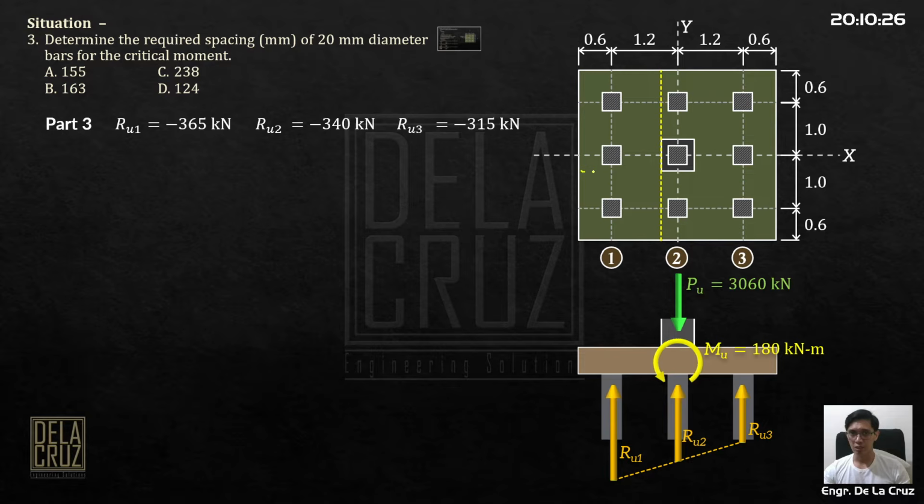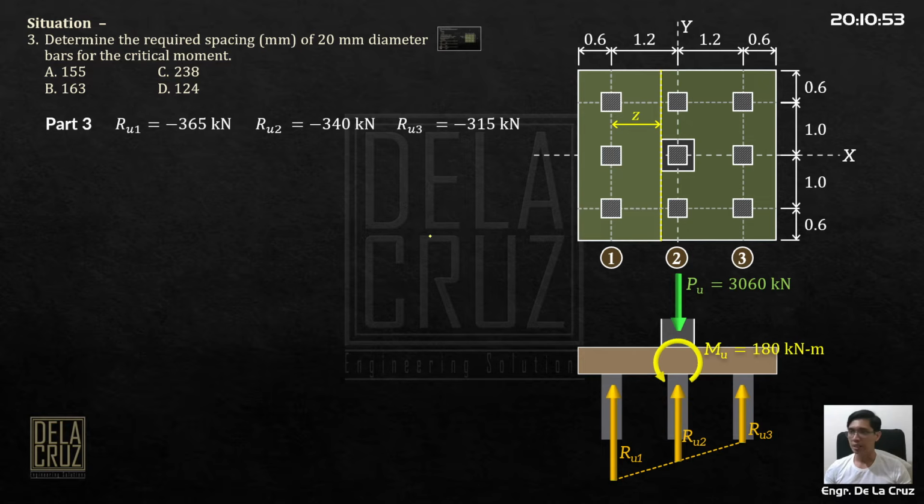Pwede rin kasi dito on the other side. But as you can see, RU1, RU2, and RU3 yung mga reactions dito. Of course, mas liliit yung ating moment. Ito yung critical reaction. Critical section. So, moment arm Z. Each of this pile has a reaction of RU1. Multiply natin ng moment arm Z. That's the critical moment at that section.